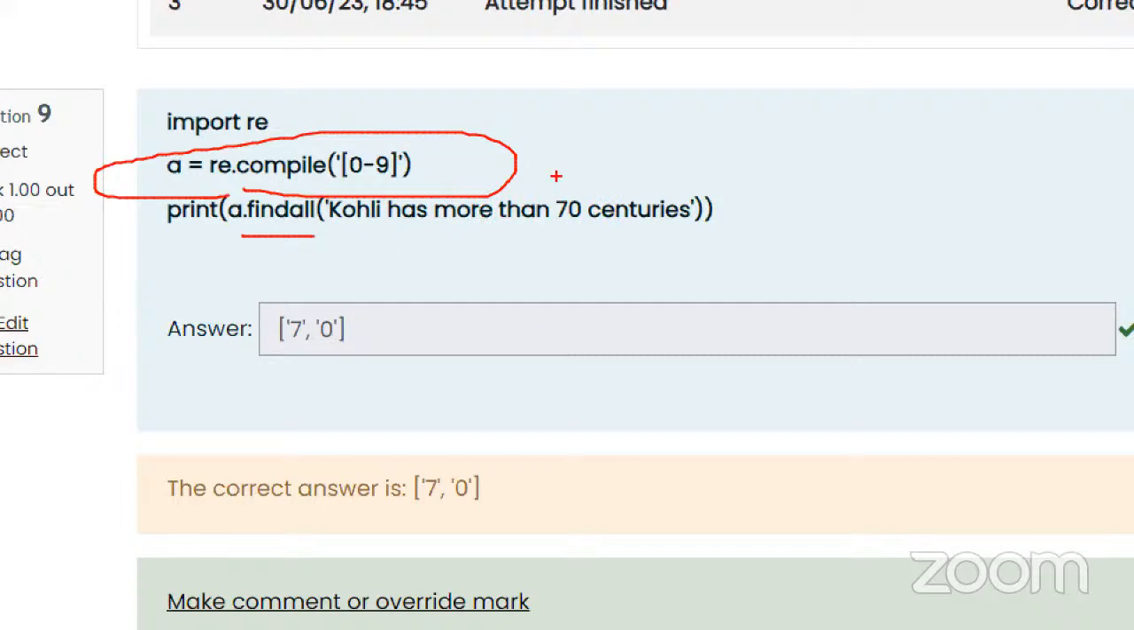Here, how many occurrences of 0 and 7 are there? 70 is repeating, right? So 7 and 0 have been created as a separate list. This is done by the findall function. And for that, what is the input we are giving? A. So A.findall. This format we should know, the syntax we should understand.